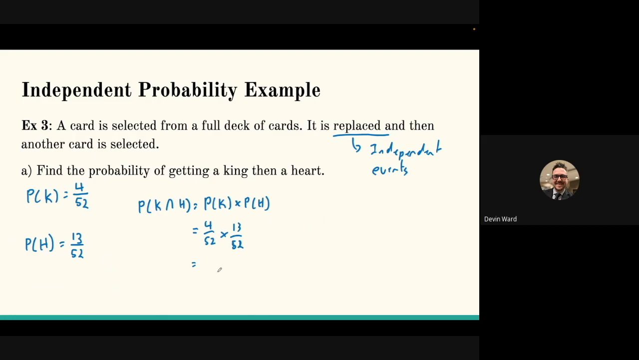I don't have one on hand, so I'm just going to reduce to the lowest fractions. That'll be 1 over 13 times 1 over 4. 1 times 1 is just 1, and 13 times 4 is 52. Okay. So if you're trying to get a king and then get a heart after that, you have a 1 in 52 chance of doing that, as long as the card is replaced.